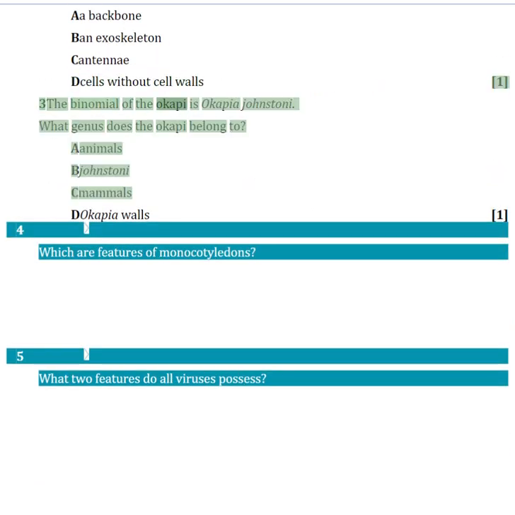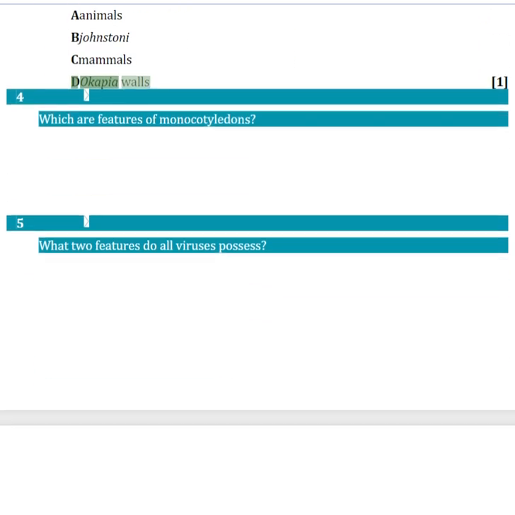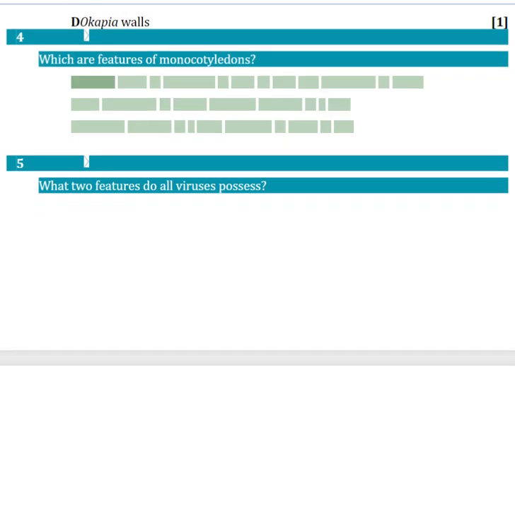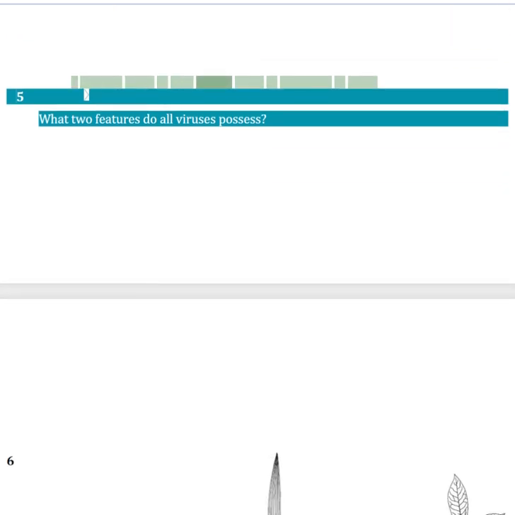3. The binomial of the okapi is Okapia johnstoni. What genus does the okapi belong to? Animalia, Johnstoni, Mammalia, Okapia. 4. Which are features of monocotyledons? A. Phloem, flower parts in multiples of 4 or 5, 1 cotyledon in seeds, B. Vascular bundles in a ring, C. Network of veins in leaf, D. Parallel veins in leaf, flower parts in multiples of 3.